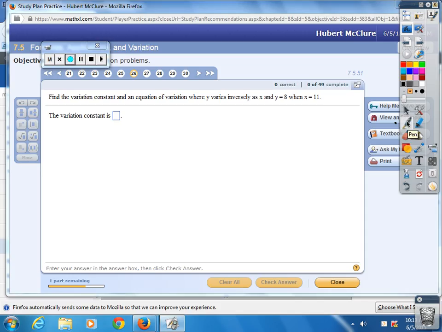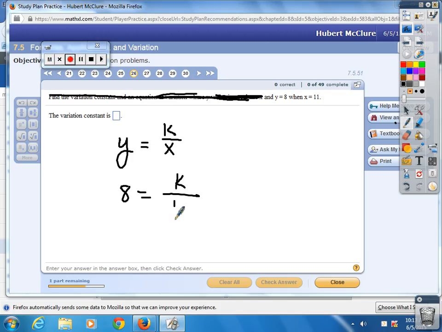So, y is equal to what? K over x. Is there anything that we need to change? No, because they say y varies inversely as x, so just leave it y and x. And that takes all that out. Y is equal to 8, and x is equal to 11. Multiply through by 11. K is equal to 88.